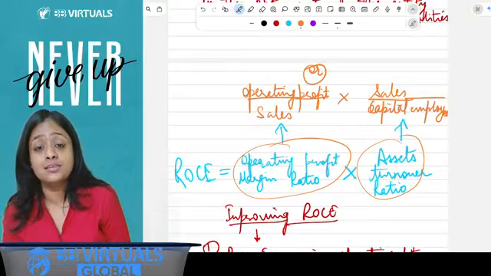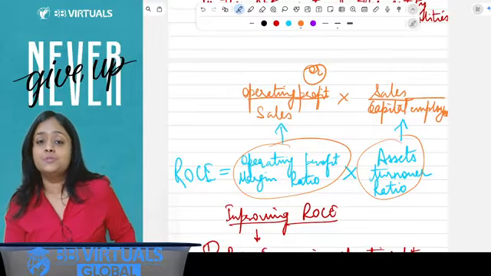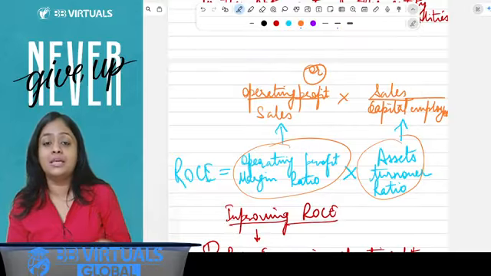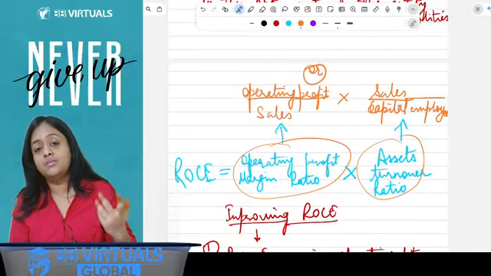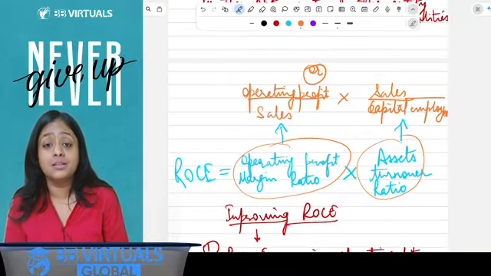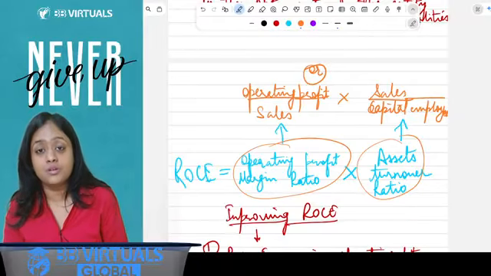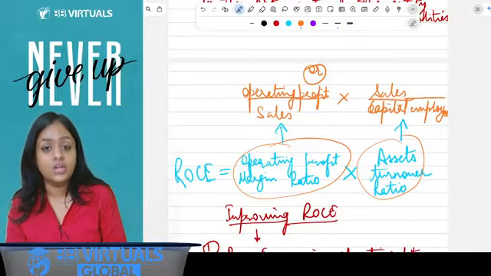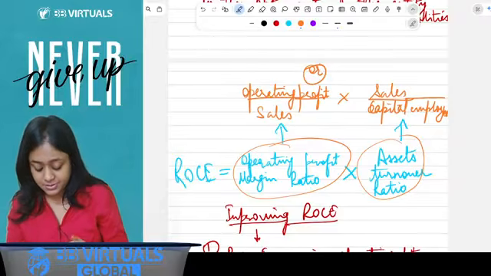So what is asset turnover ratio depicting? It is basically about how many times the assets resulted in the sales. That is how many times the turnover got created as a result of these assets.